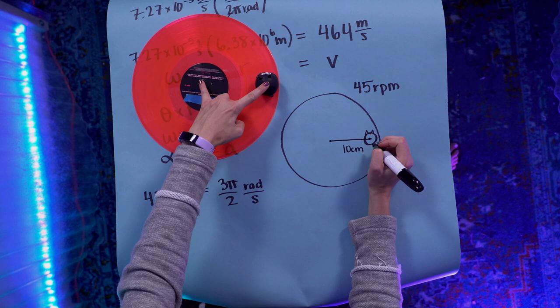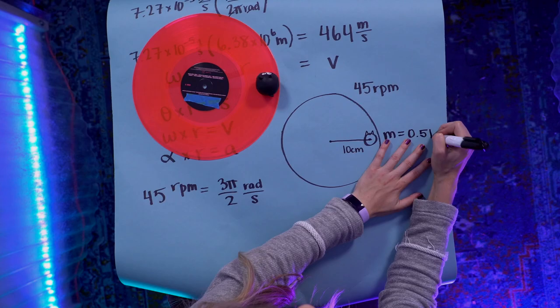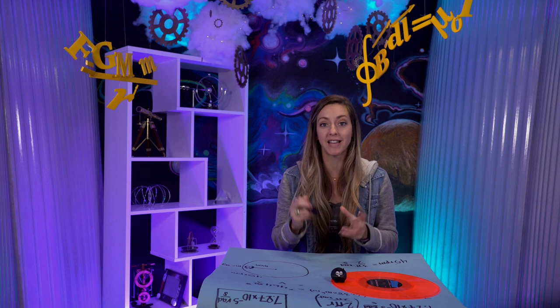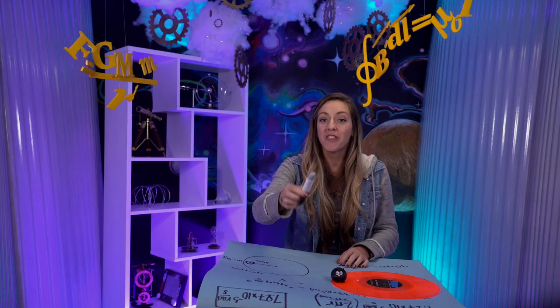And we need to know the cat's mass. The mass of the cat is about 500 grams or 0.5 kilograms. And we've got all of our numbers. Now, we know that objects only move in circles if a force is acting on them. In this case, that force must be the friction force between the cat and the record pointing along the path of the cat. No! I was just testing you. The friction force is pointing inward.